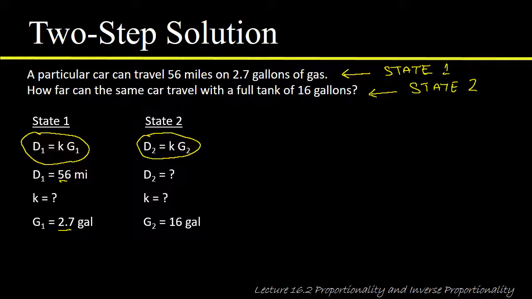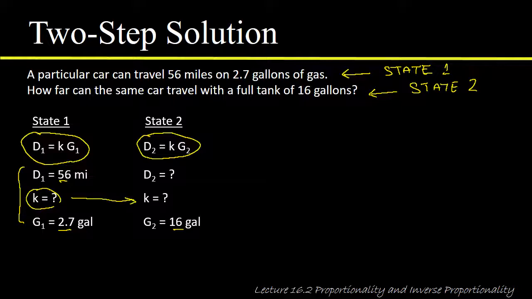Now, in state 2, we have two unknowns. We don't know K, and we don't know D, although we do know G, which is 16 gallons. So the way the two-step solution works is we're going to use one of the states, usually state 1, right? In state 1, we've got three different things. We know two of them. We want to solve for the third. We can use D1 and G1 to solve for K. And then because K is a constant, once we determine K from state 1, we can just put that over here.